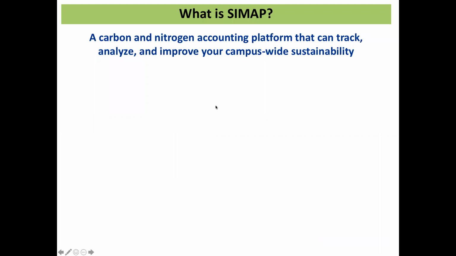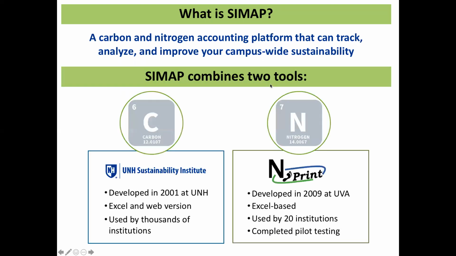Great. So just a little bit of background on SIMAP. What is SIMAP? It stands for Sustainability Indicator Management and Analysis Platform. And it's a web-based tool for calculating campus carbon and nitrogen footprints. It allows you to track, analyze, and gives you the tools to improve your campus-wide sustainability over time. And we released SIMAP in November 2017, so just a little over 3 years ago now.